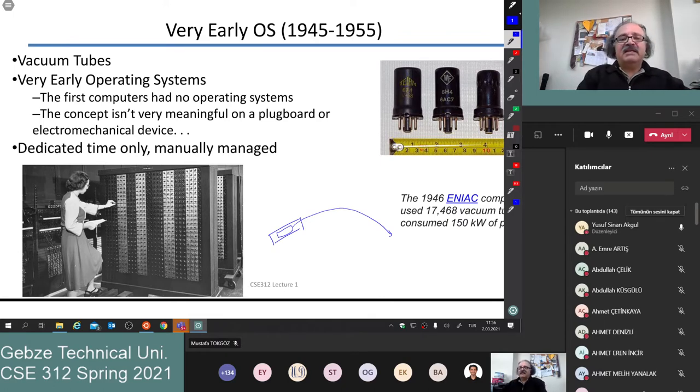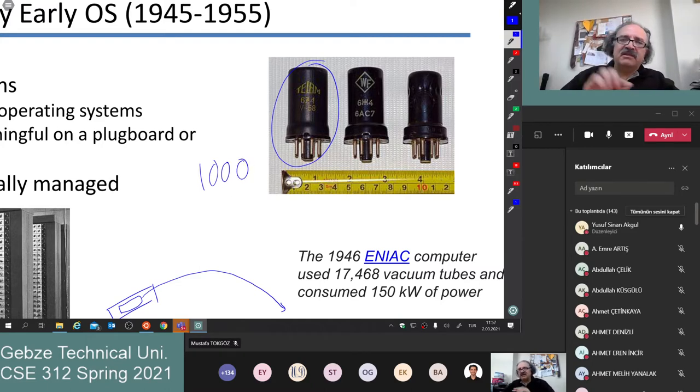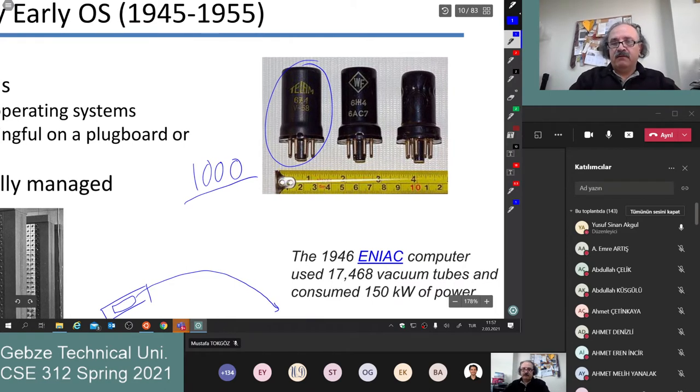The thing is that programming this was very difficult. You need a special team, you need programmers, you need operators like those. And this one can run reliably at most for 1,000 hours. Every 1,000 hours a tube will burn out. 1,000 hours may look okay, but there are 17,000 of them, so every hour you would expect that some of them will go bad. That means every 20 minutes your machine will go down.